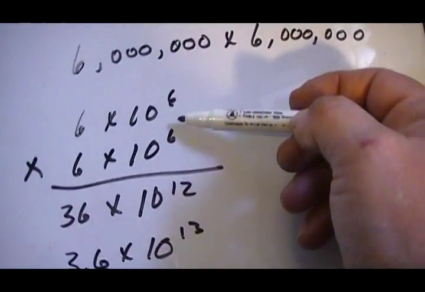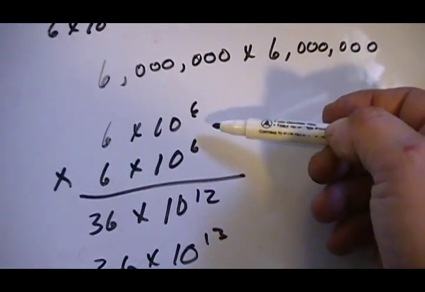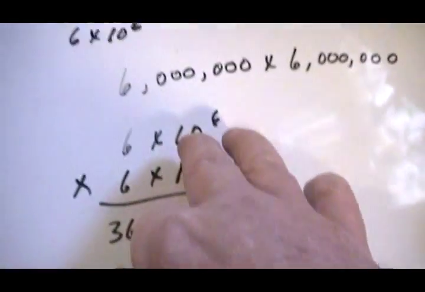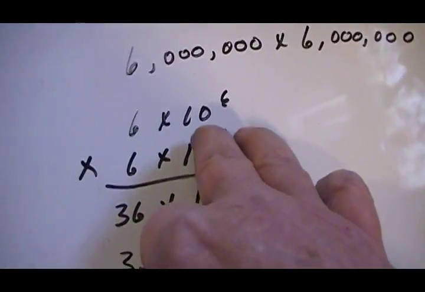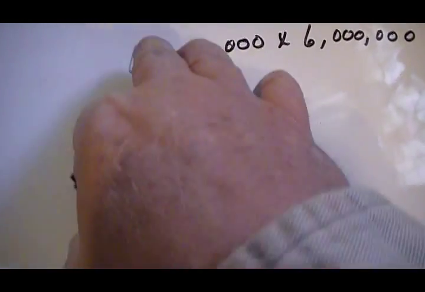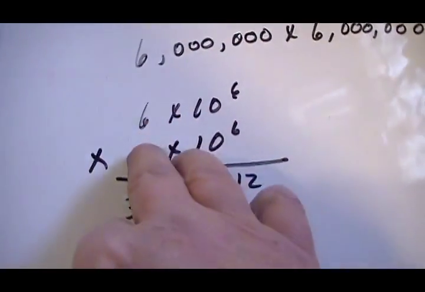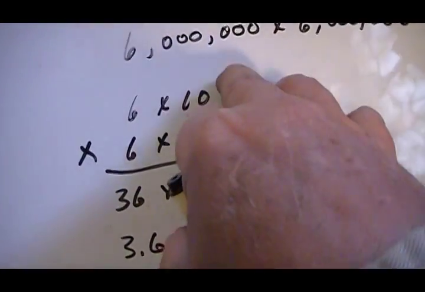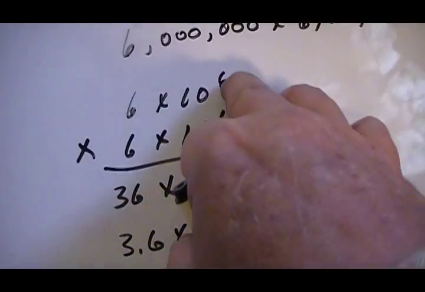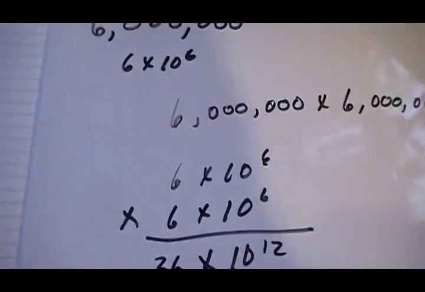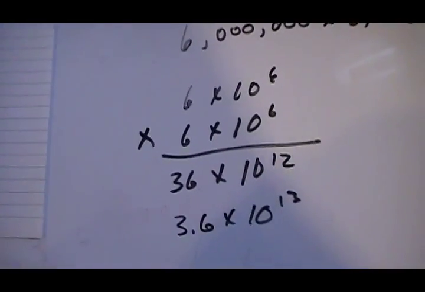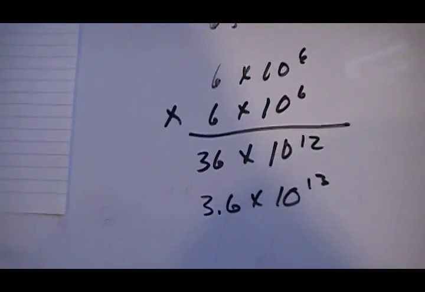When you multiply two numbers together, you just add the exponents. Now the 10s just drop down because that's just our scientific notation. All that's saying is 10 to the 6, I've got 6 zeros. All I got to do is multiply the 6s, get my 36, add the exponents, and I'm done. That's all that has to be done. So that's why it's used.